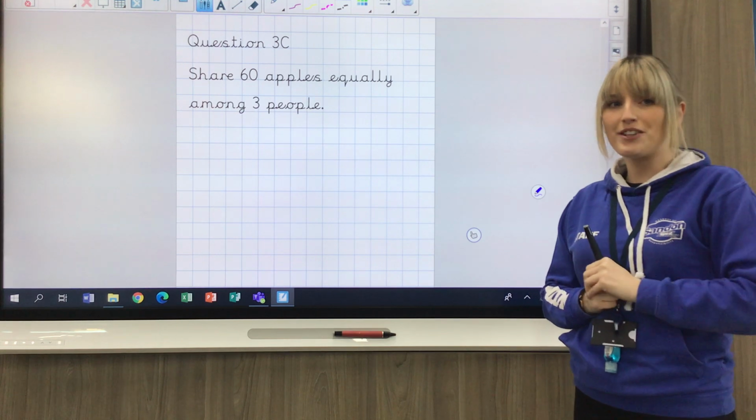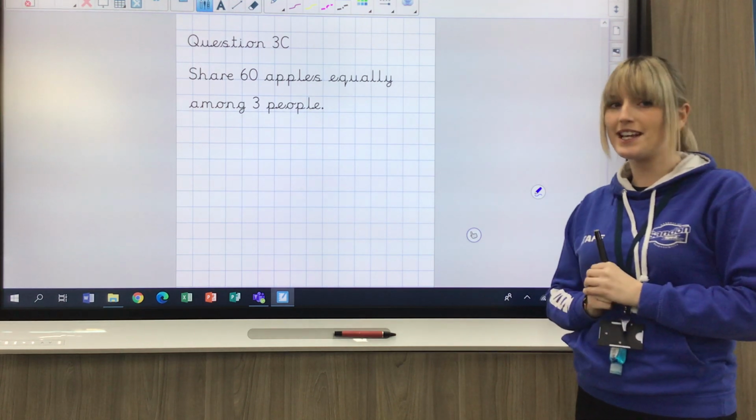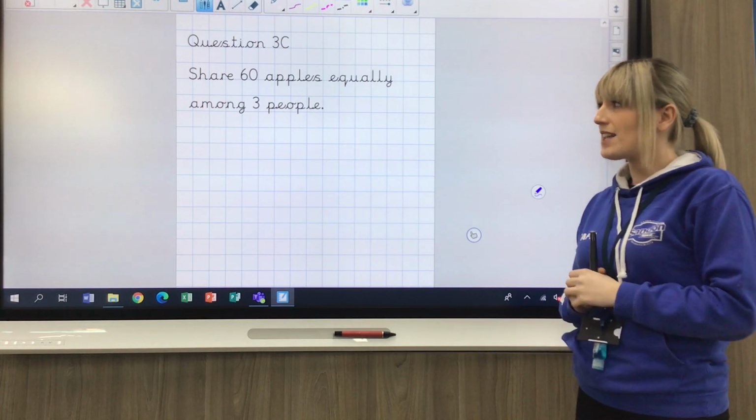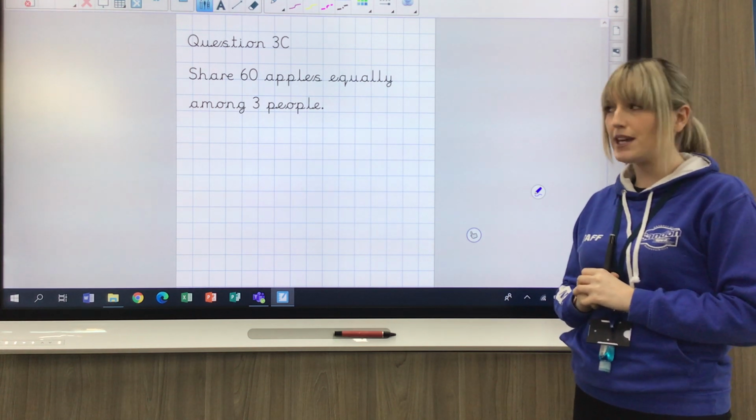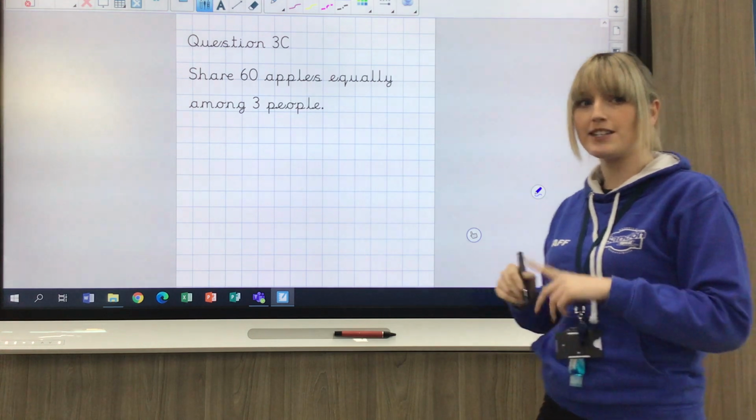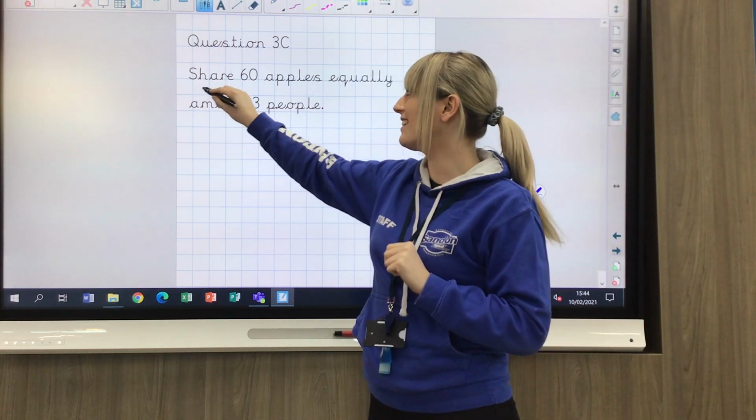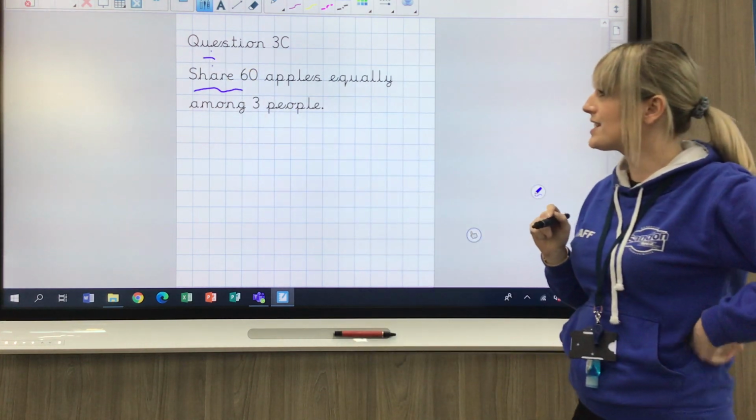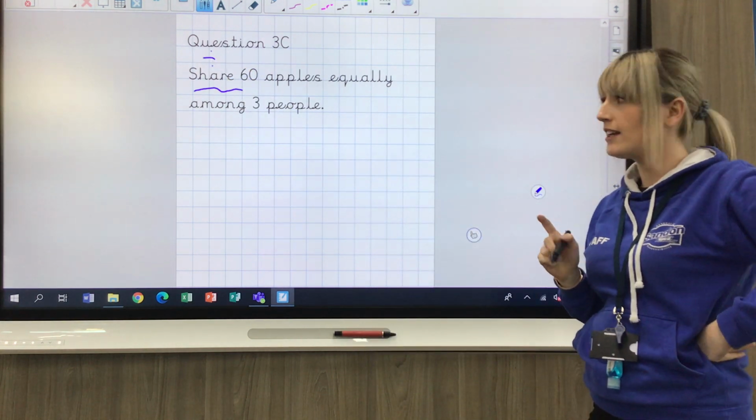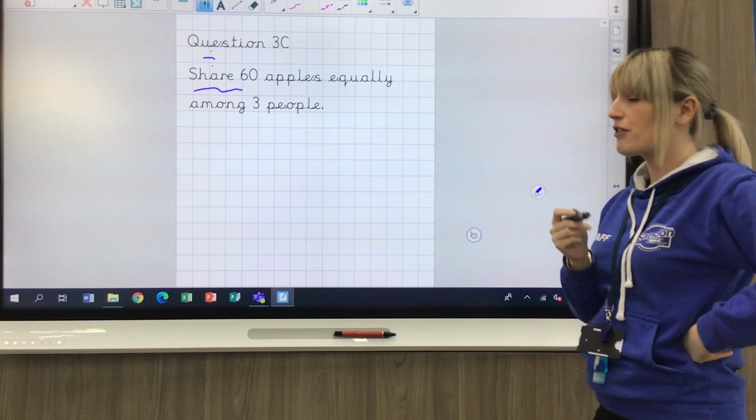Right, this is the last one we're going to look at together. Question 3C. Share 60 apples equally among 3 people. Oh, we're sharing, so we're dividing. Okay, so I'm going to write that division sign there. So we're sharing 60 apples equally, got to be fair, among 3 people.